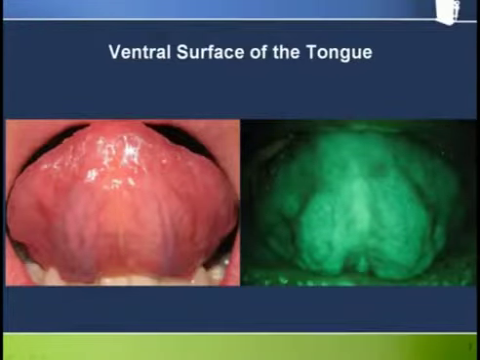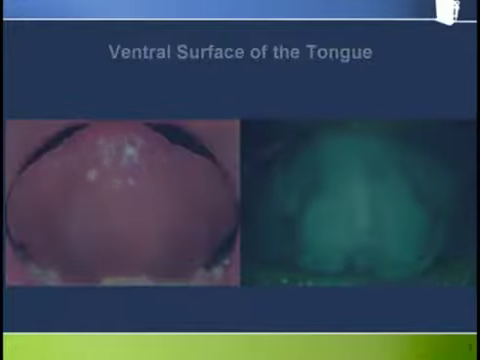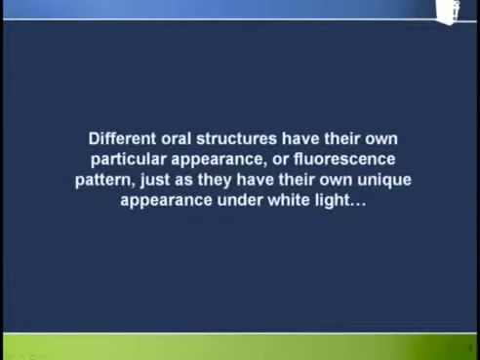This is a nice view of the ventral surface of the tongue, again presenting as generally bright. Nothing of much concern here. We have to remember, with fluorescence visualization, different oral structures have their own particular appearance or fluorescence pattern, just as they have their own unique appearance under white light.